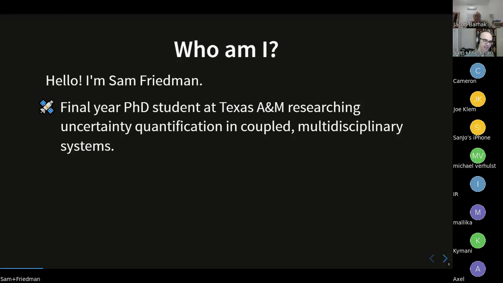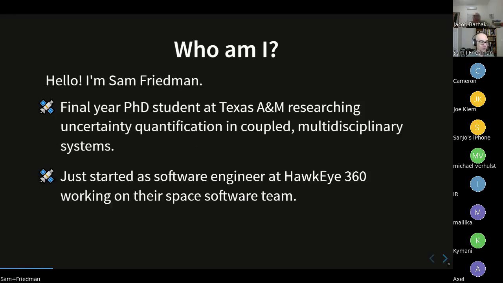And a little bit more about myself. My name is Sam Friedman. I'm currently a final year PhD student at Texas A&M. My research is in uncertainty quantification in coupled multidisciplinary systems. That is statistics applied to engineering design projects. So it's heavily involved in scientific computing and using probability distributions to analyze physics-based simulations. And I just started as a software engineer at Hawkeye 360, working on their space software team. But this is my passion project. It's something that I've been working on for many, many years, and I'm really excited to share it with you all.